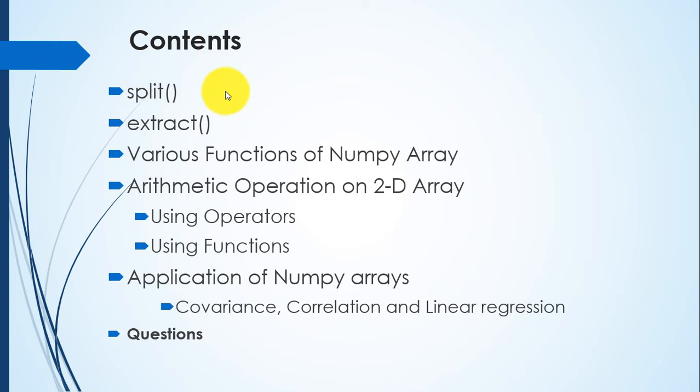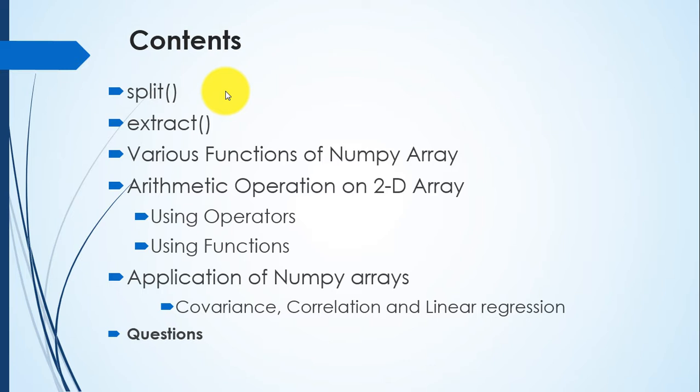First of all, we will be discussing some of the functions which we have left in the previous tutorial, that were split and extract. Then we will be learning various utility functions like sine, cos, round, int, etc. Arithmetic operations. Then we are going to learn arithmetic operation in 2D array using operators. Then we will be learning arithmetic operations using functions. Then we will be learning application of Numpy array covered in the syllabus, that is covariance, correlation and linear regression, and that will be followed by some questions. And this is the final series of Numpy basics.